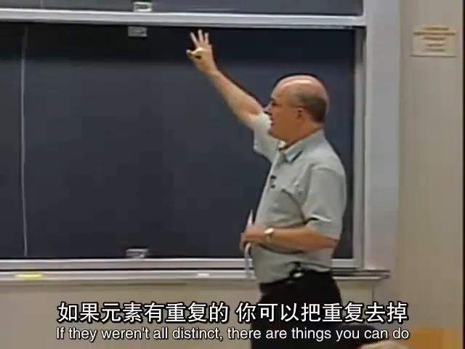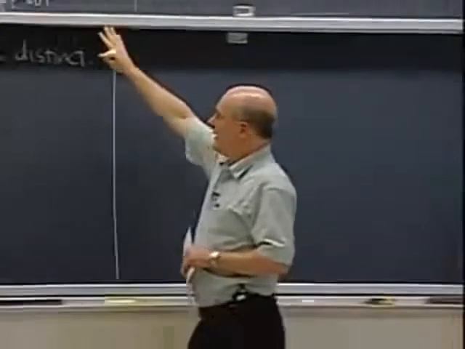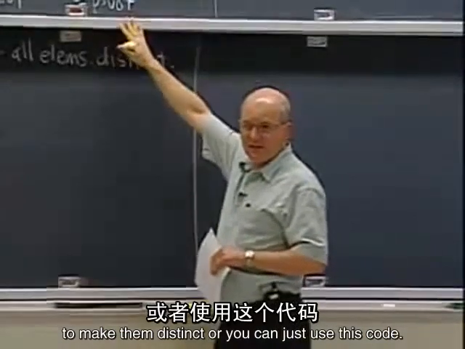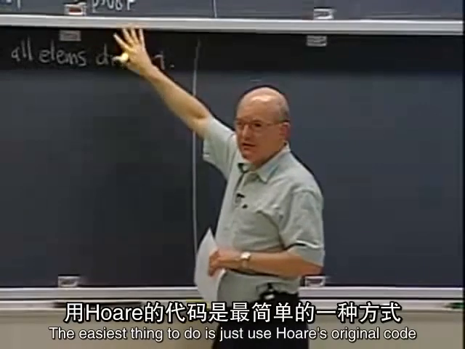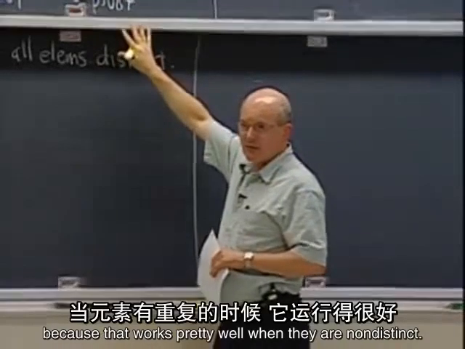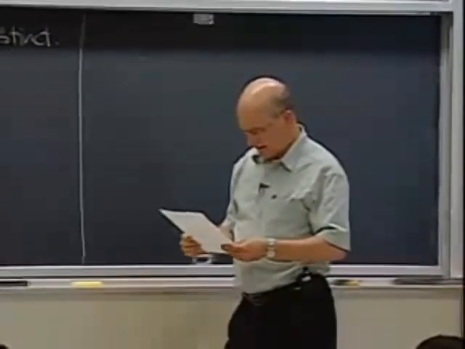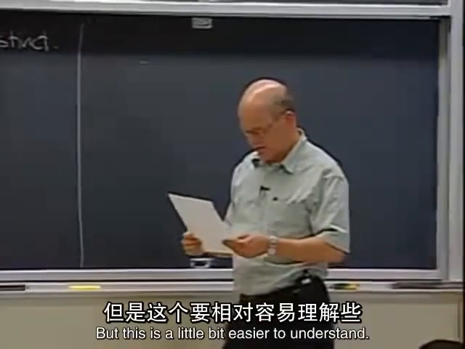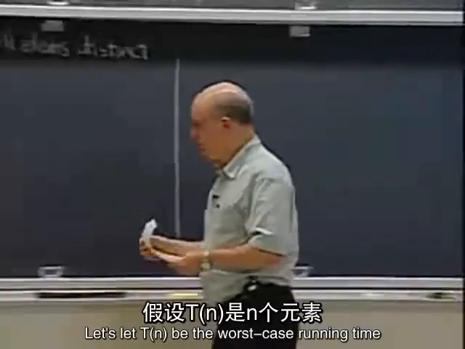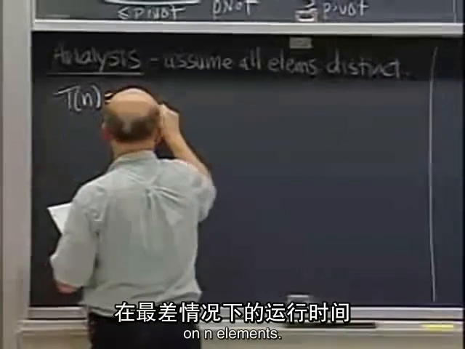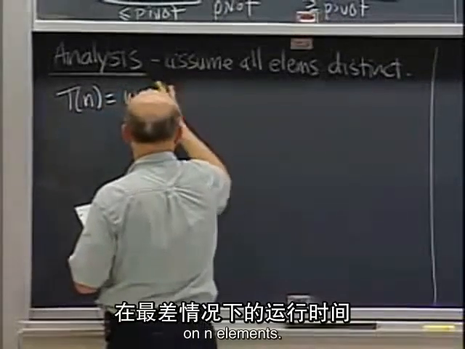If they weren't all distinct, there are things you can do to make them distinct, or you can just use this code, but the easiest thing to do is just use Hoare's original code, because that works pretty well when they're non-distinct. Okay, but this is a little bit easier to understand. So let's let T of n be the worst case running time on n elements.